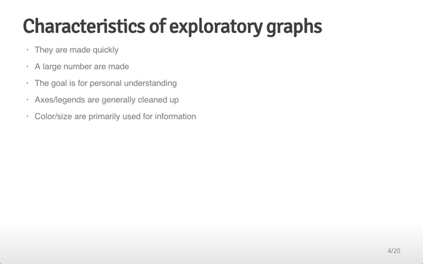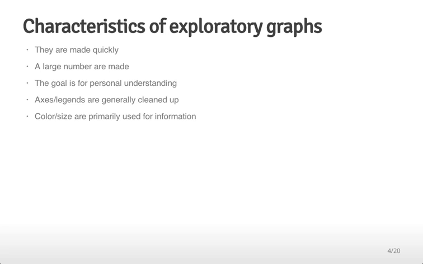Before we actually dive into these specific types of graphs, I thought I'd tell you a little bit about the characteristics of exploratory graphs. They're made quickly. The goal is to actually explore the data as fast as you can without having to spend time prettying up the graphs and making them perfect. You can think of it as a rough draft graph for your later final analysis. A large number of the graphs are made, so most of these will get discarded before you actually perform your final analysis, but you have to make a large number of them to explore all the potential avenues that the data might take you in.